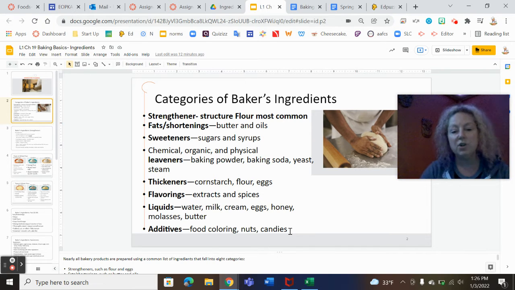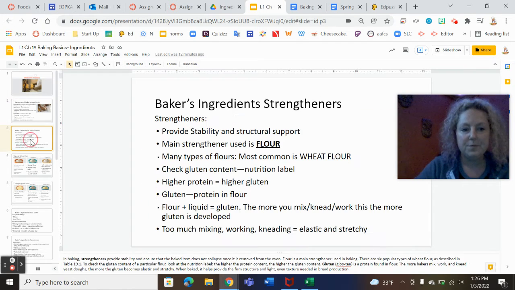Additives generally do not change the overall baked good as far as the product and the texture and what you're actually making. The additives usually are just a texture or a flavor additive. So candy, nuts, food coloring, but you're still going to get the same cookie with or without that additive.